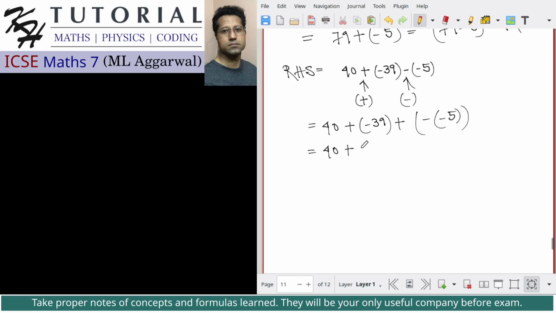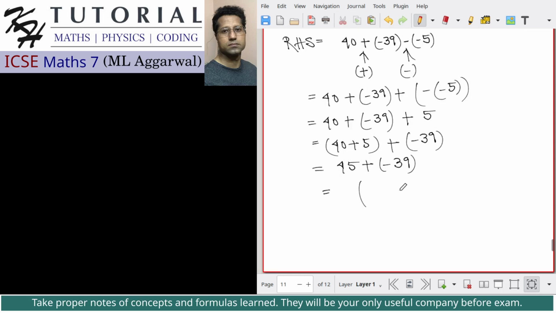Now this is 40 plus minus 39, and the additive inverse, negative of minus 5, is 5. So now I can group all the positive integers, 40 plus 5, and all the negative integers separately. 40 plus 5 is 45 and we have plus minus 39. So we are adding one negative and one positive integer. How do we do that? We subtract the numerically lesser integer from the numerically greater integer. The numerically greater integer is 45 and the numerically smaller integer is 39. And what will be the sign? The sign will be the sign of the numerically greater integer, which is plus, since the numerically greater integer is 45.